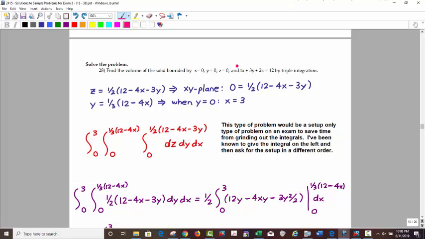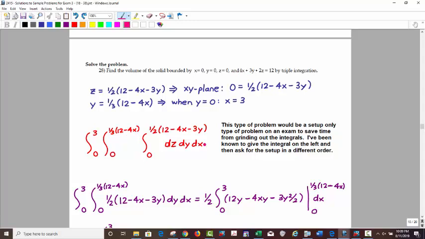So here's the equation, and now this one is not specifying an order, so we'll just pretend it was dz, dy, dx. It would probably tell you what order it wants. So you solve for z in terms of everything else, which gives you 1/2 times 12 minus 4x minus 3y. Then you zero out the z, and let's see what you have. That will give you 4x plus 3y equals 12, which gives you 1/3 times 12 minus 4x.